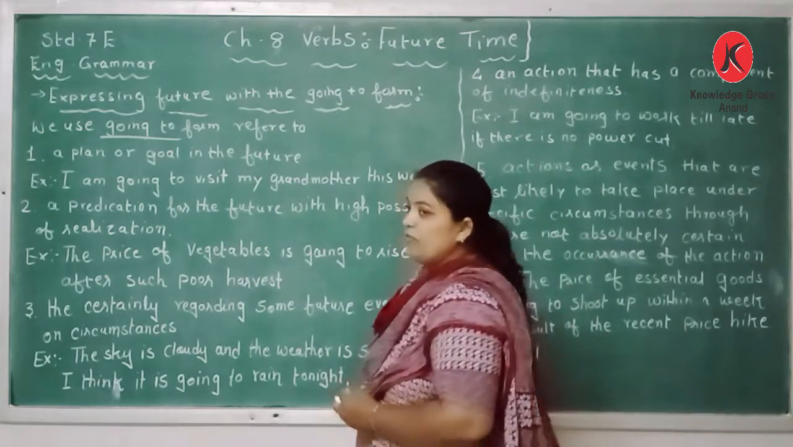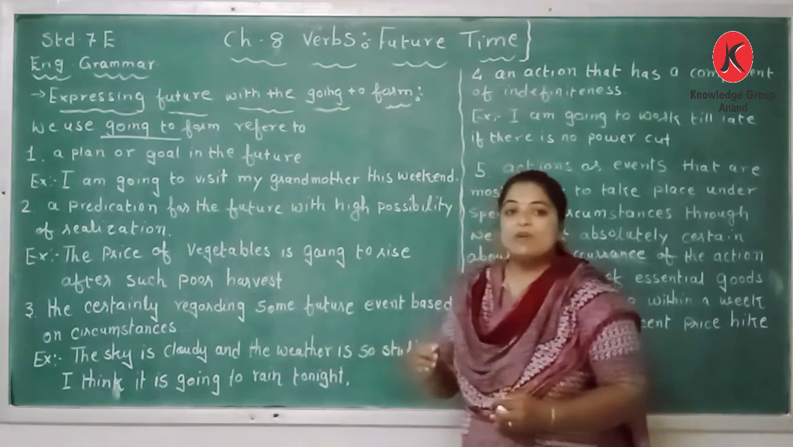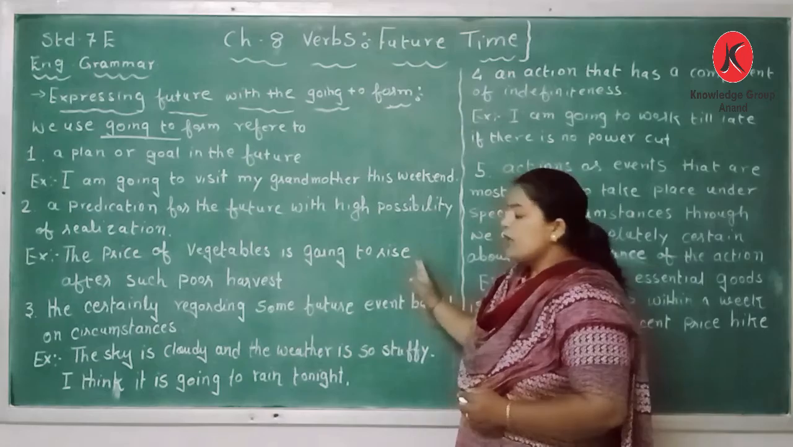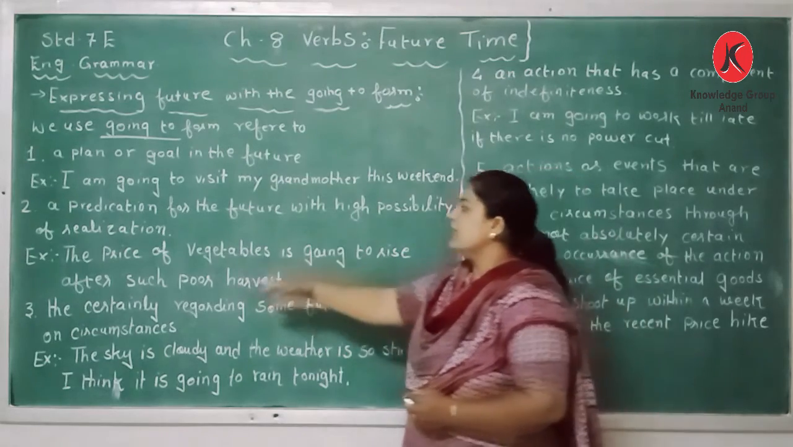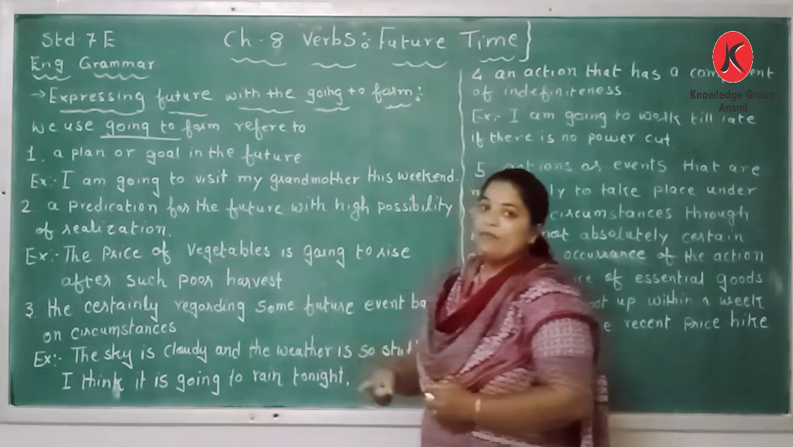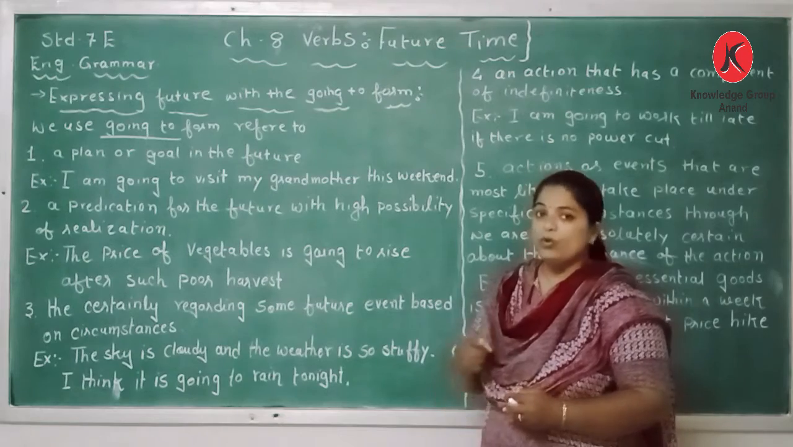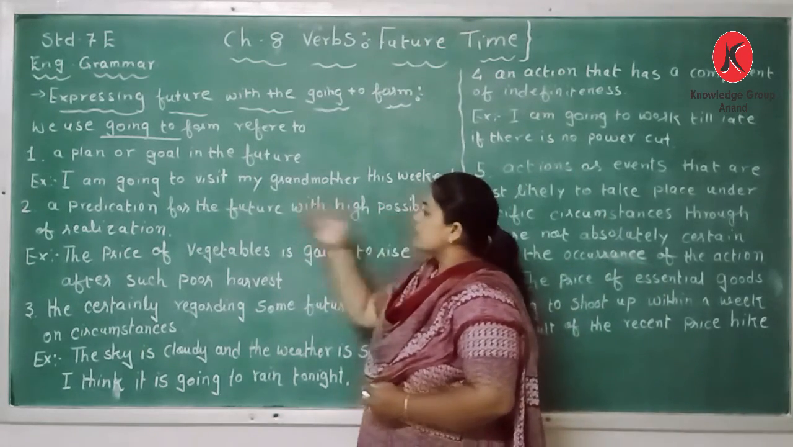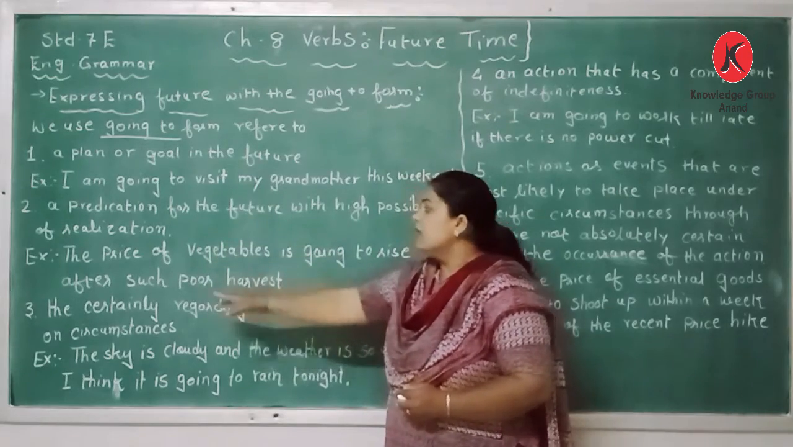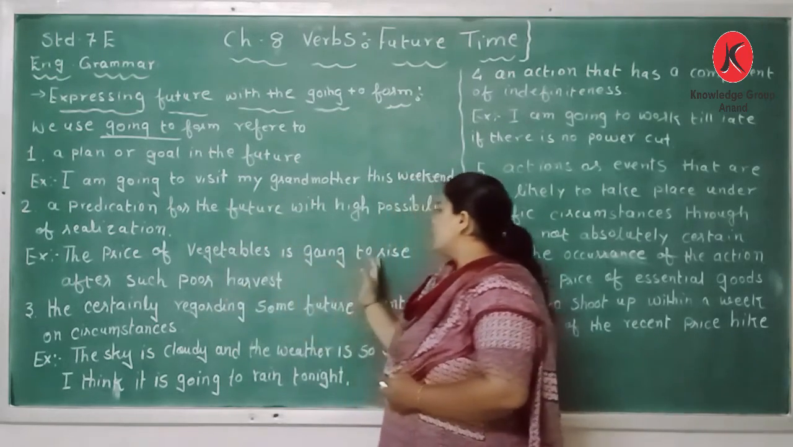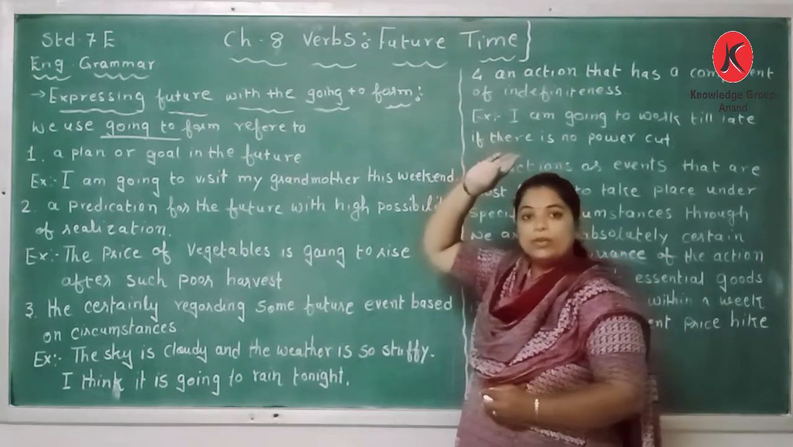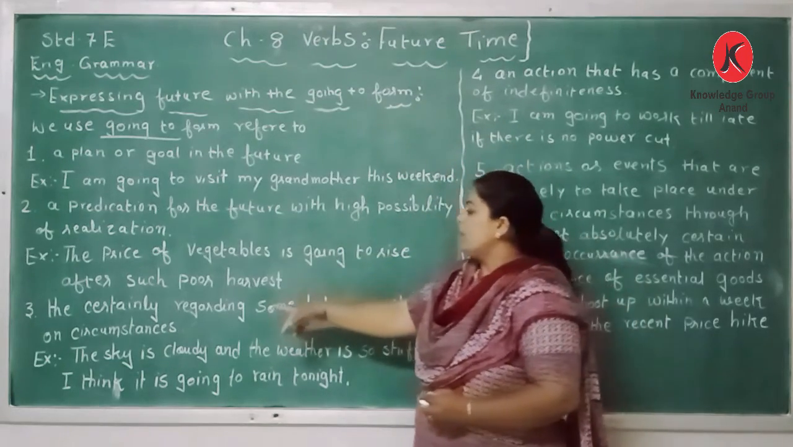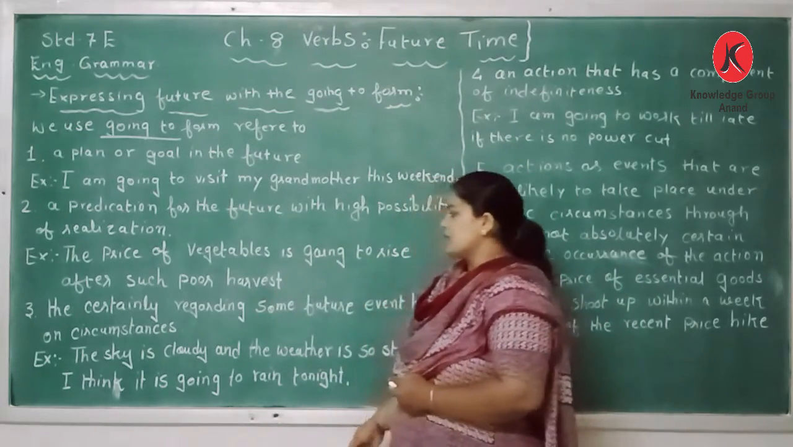So at that time we will realize, when the price of vegetables increases because of the poor harvest, a realization will come. So we use the future going to form when we express the possibility of realization: the price of vegetables is going to rise, rise means going high, after such a poor harvest.